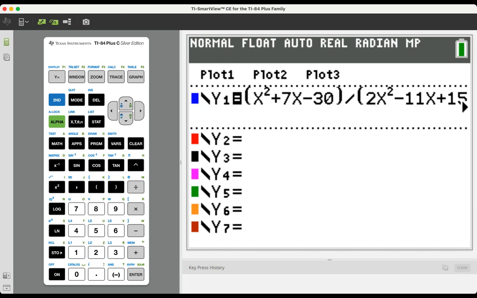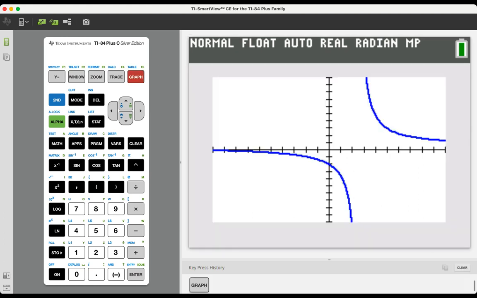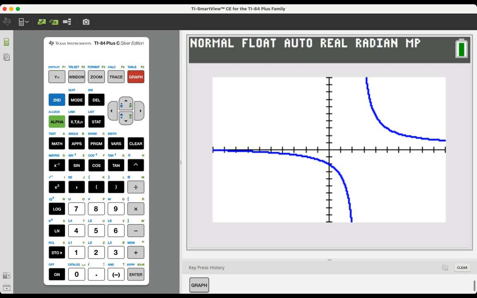Here we have the equation of a rational function, graphed in our graphing calculator. x squared plus 7x minus 30 over the polynomial 2x squared minus 11x plus 15. If we graph this, we see that we have this visual. It's clear that there's some kind of asymptotic reaction happening here, somewhere in this space.